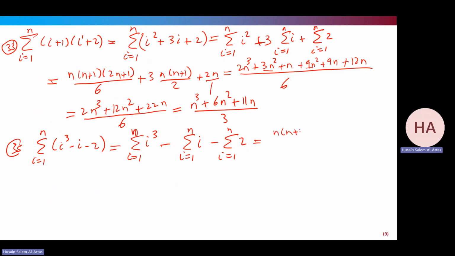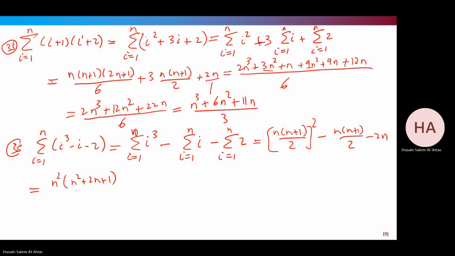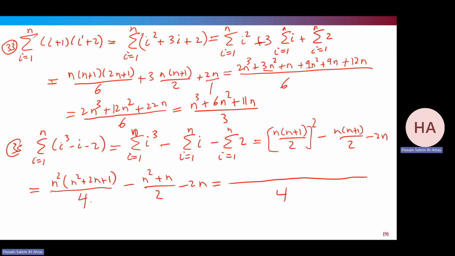n plus 1 over 2 all square minus, this is n plus 1 over 2. This is minus 2n. Okay, so I have what? n square times n plus 1 all square, which is n square plus 2n plus 1, over 4, minus n square plus n over 2, minus 2n. Common denominator, 4.